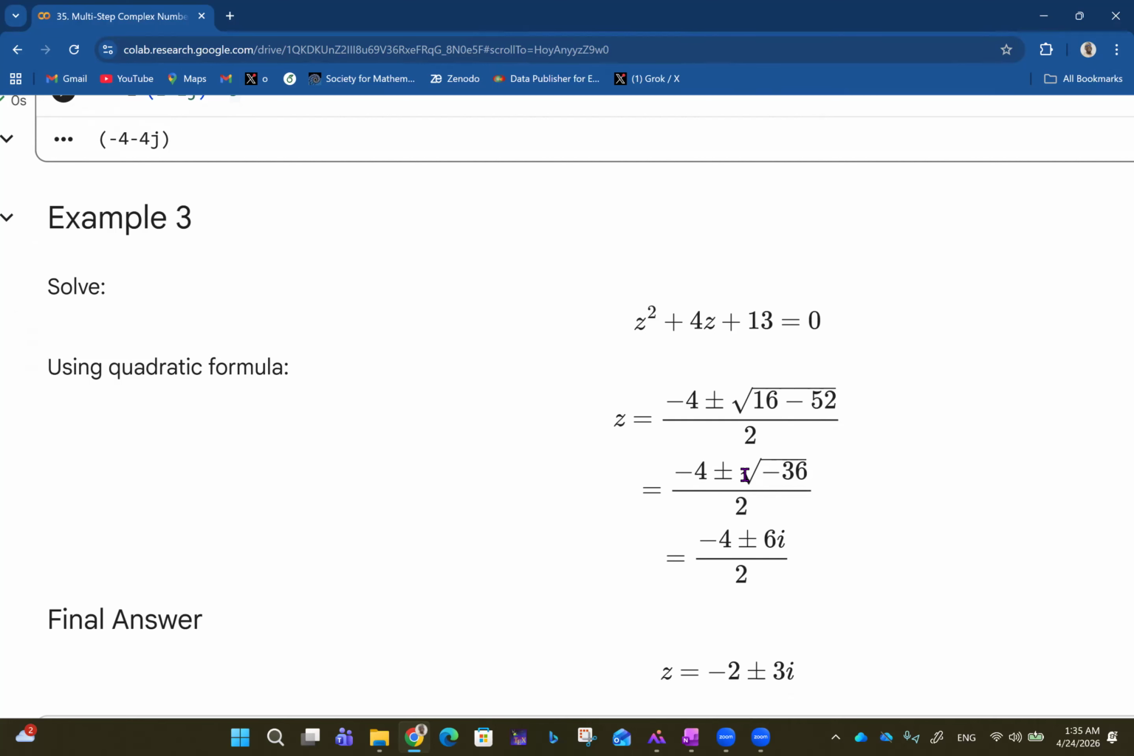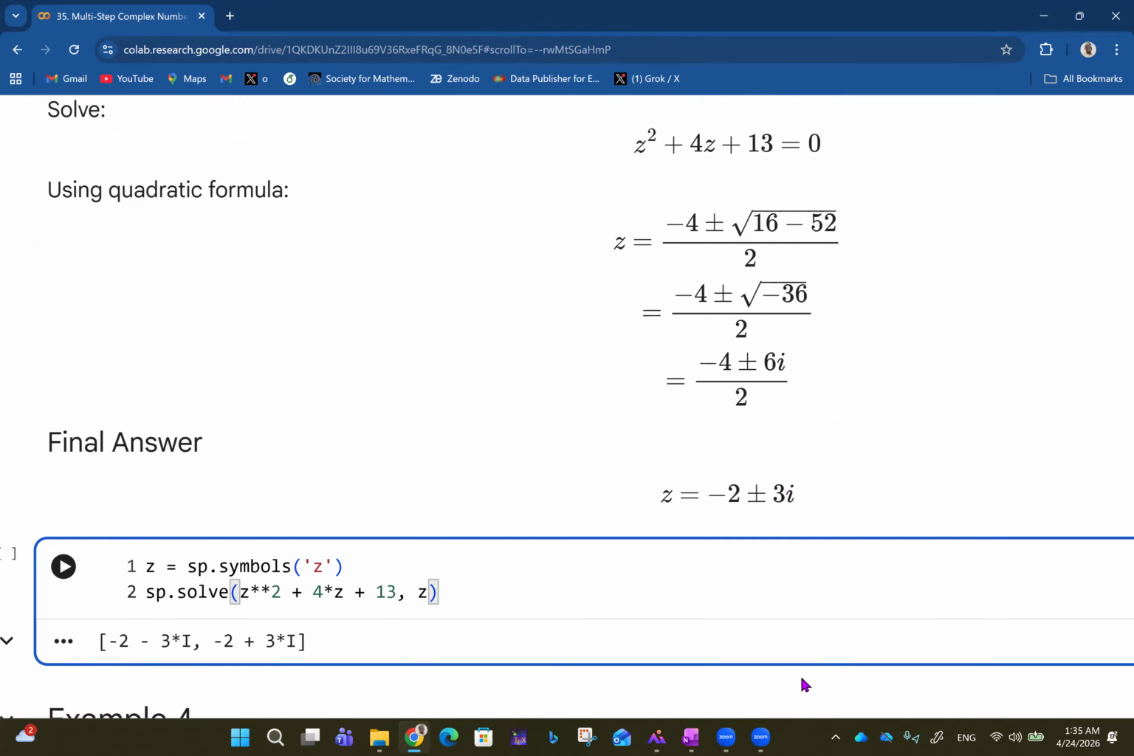So you have minus 4 plus or minus 16 minus 52 is minus 36, all over 2. So you have minus 4 plus or minus square root of minus 1 is i, square root of 36 is 6. So you have minus 4 plus or minus 6i over 2. And that means z is minus 2 plus or minus 3i.